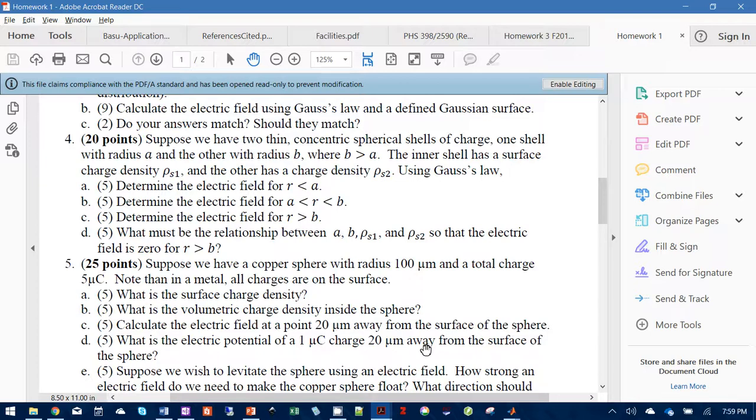Well, it depends on what the values of rho S1 and rho S2 are. You're asked to put them in terms of rho S1 and rho S2.